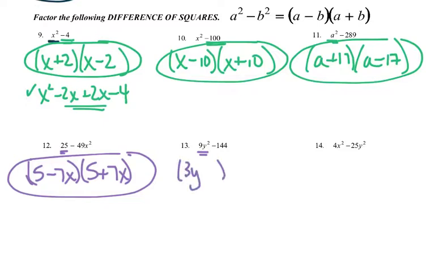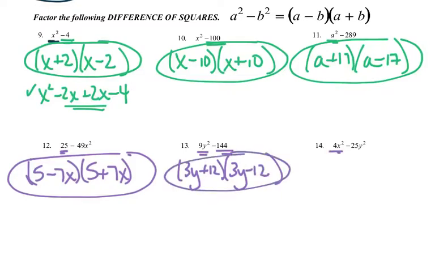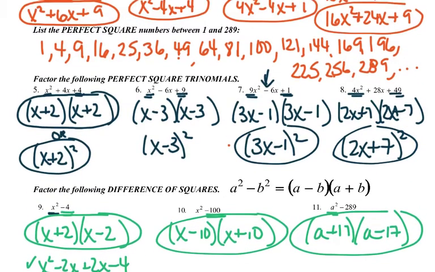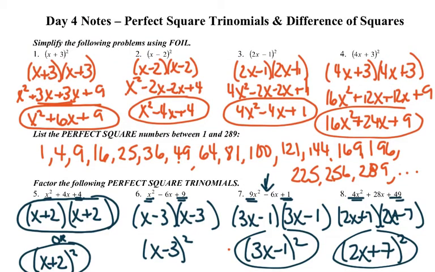9y squared is 3y and 3y. And what multiplies to 144? Right, 12 and 12. Last one, what multiplies to 4x squared is 2x and 2x. And what multiplies to 25y squared? Minus 5y plus 5y. Difference of squares. So we've got the difference of squares factor pattern and the perfect square trinomial factor pattern.